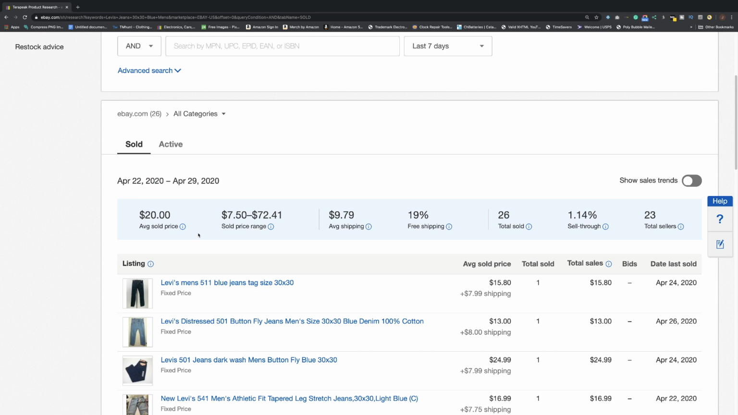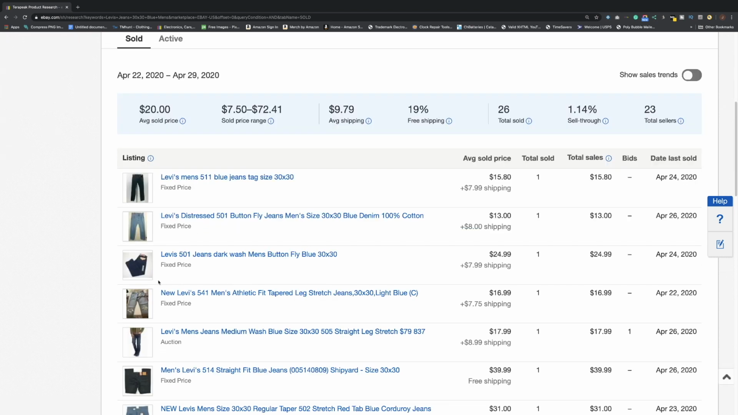Well, that's really totally up to you. You gotta kind of see what you have, what color, what they look like, and so on. So here's a pair here. Okay, it's a 501 jeans, dark wash, right? 30/30, sold for $24.99 plus shipping.